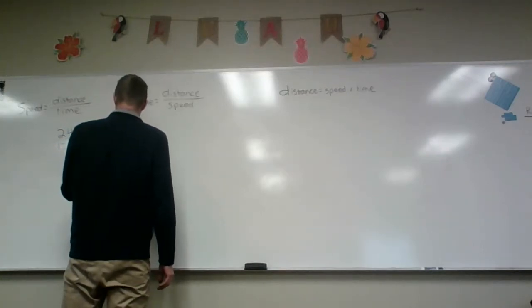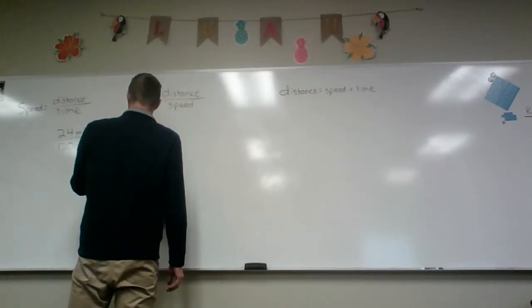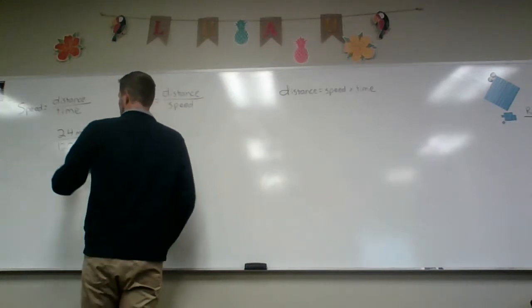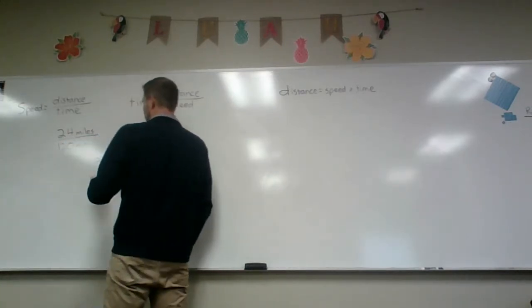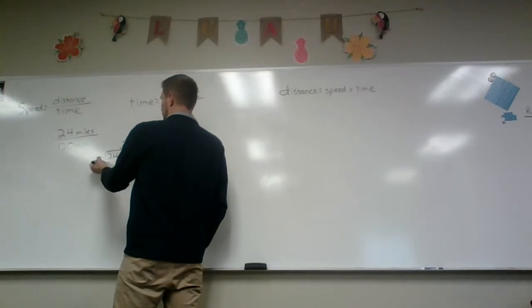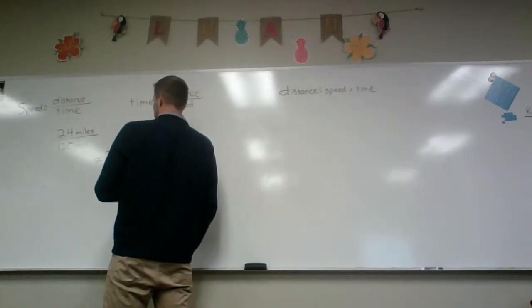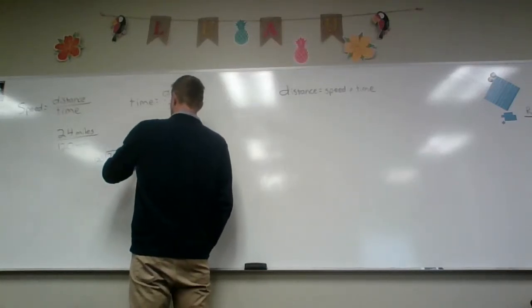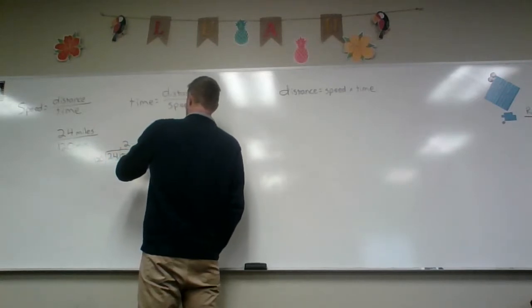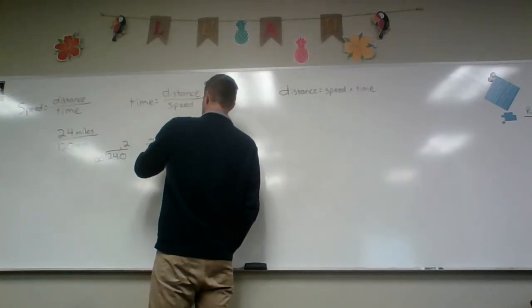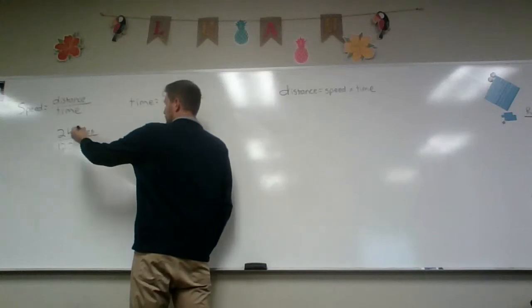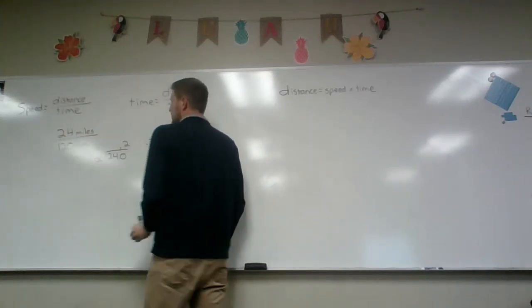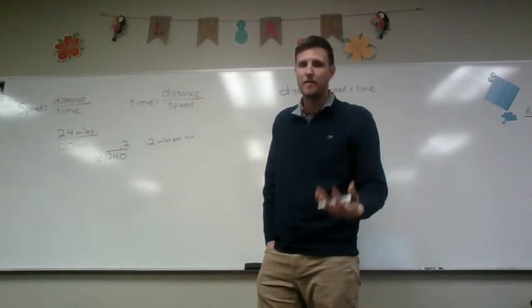Now this is going to be smaller than 1 because I'm using a unit down here that's bigger. So 120 can go into 24 0.2 times. So that means I went 0.2 miles per minute. Miles per one of these. That's what you're finding. You're finding the average speed.